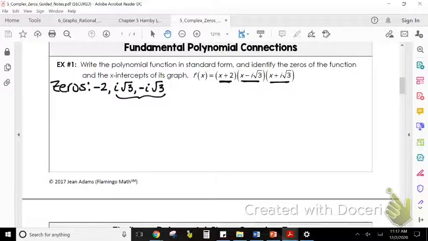One of them is positive i square root of 3. One of them is negative i square root of 3. If you've got one imaginary zero, you're always going to have its conjugate as well. All right, so there are my zeros that it asked for. And it asked for the polynomial function in standard form. That means it wants us to multiply all these out. Now normally, well, we count.